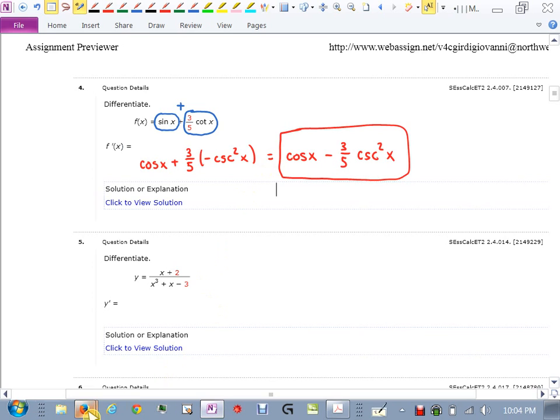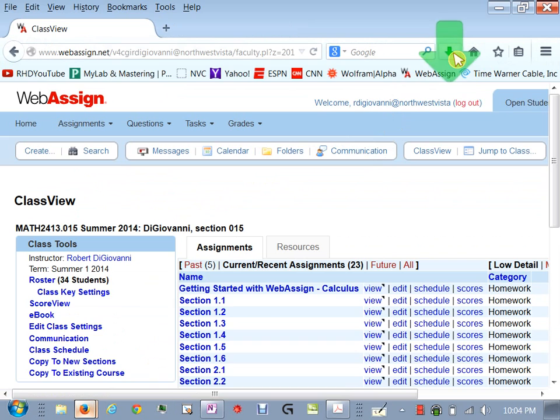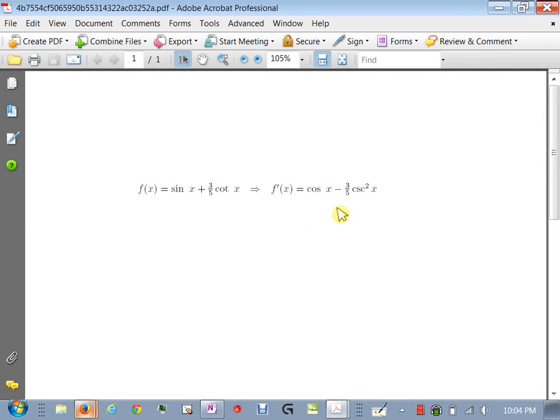And verify that that's the way they want you to write the answer. I wouldn't think it would have taken that much explanation. Okay, there it is right there.